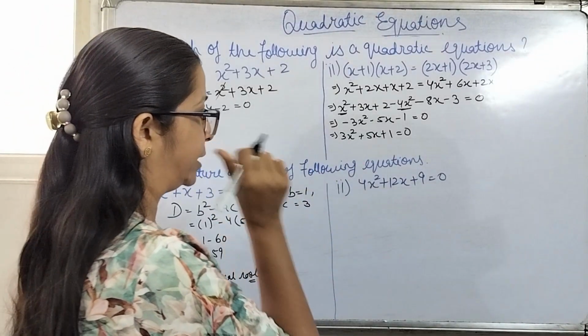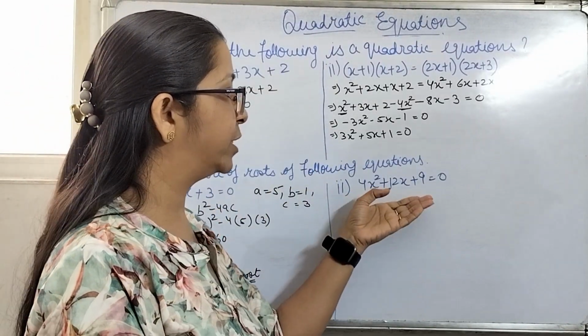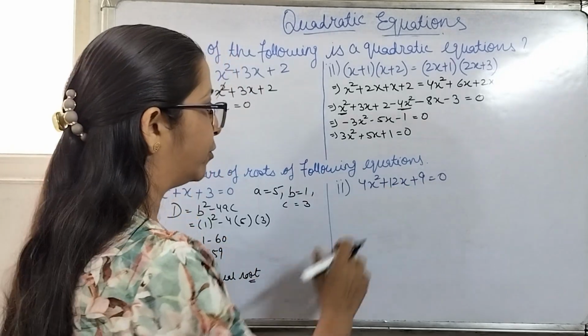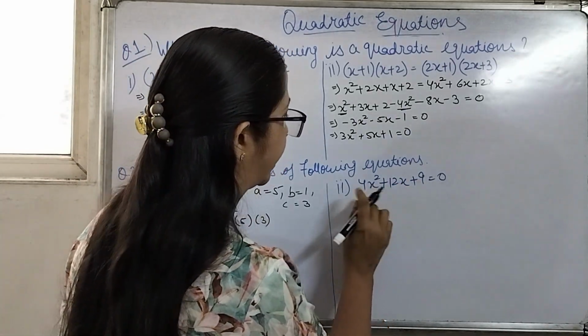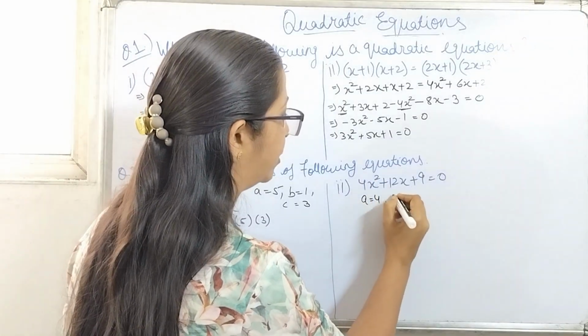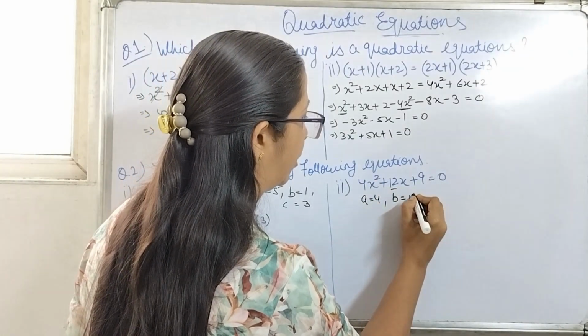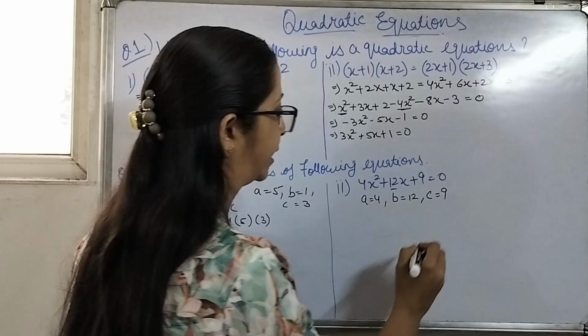Now the second question is 4x square plus 12x plus 9. If we compare it with the standard form of the quadratic equation, we can see the value of a is 4, the value of b is 12 and the value of c is 9.